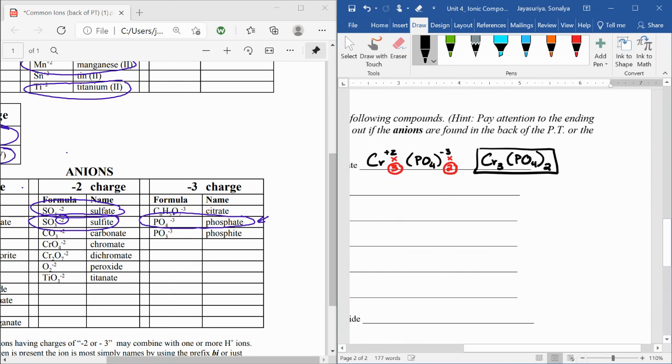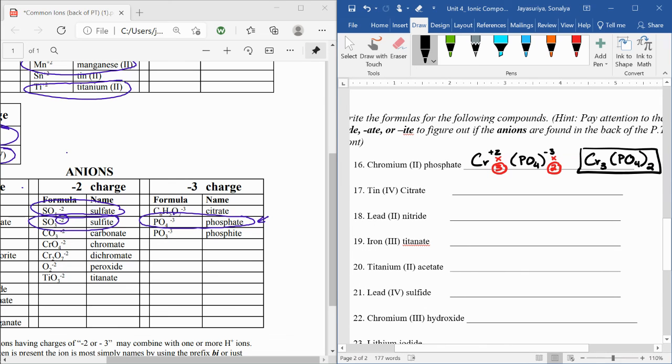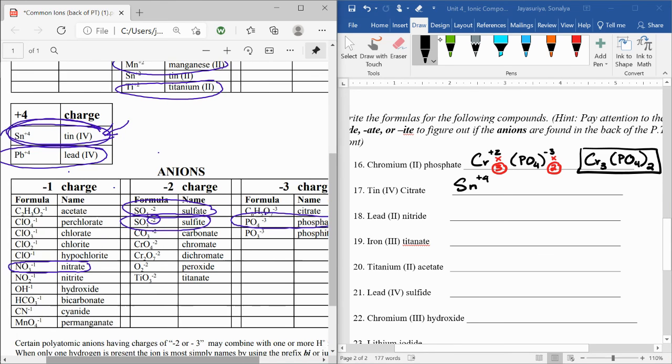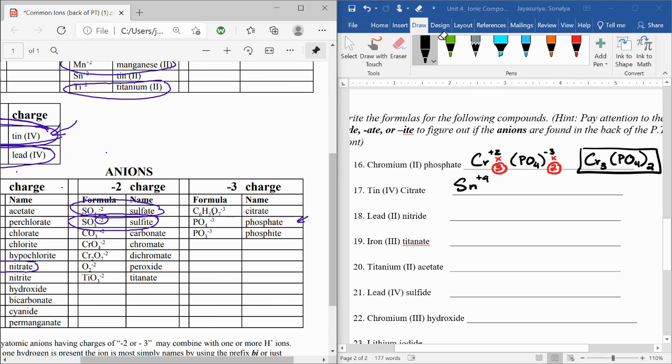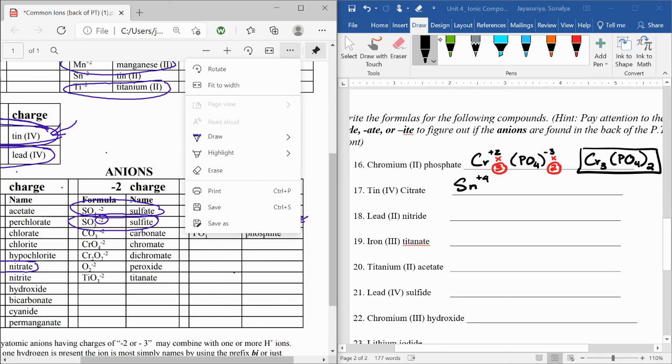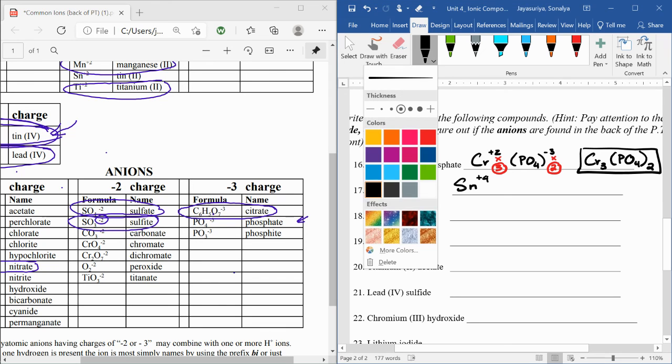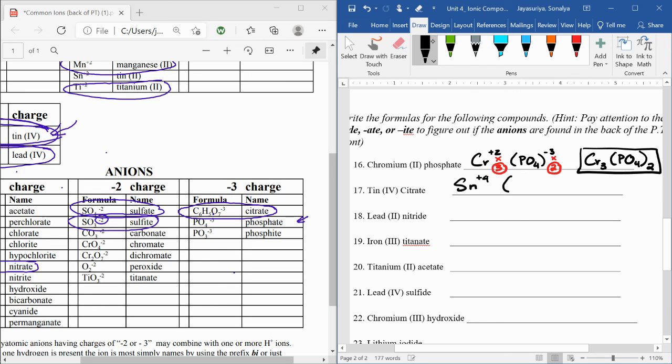Okay, now let's do the next one. The next one is tin 4 citrate. Again, like I said, the Roman numeral tells you what the charge is. So tin 4 has a plus 4 charge. It's right there. I've circled it already, okay? And then citrate's formula can be found here. Here is citrate's formula right there, which means you can just write citrate's formula C6H5O7 inside parentheses with a -3 charge.